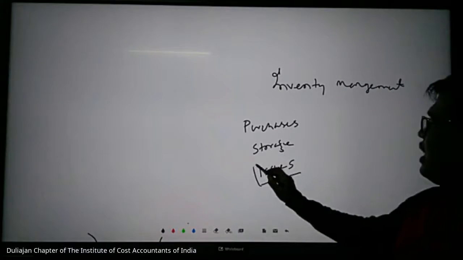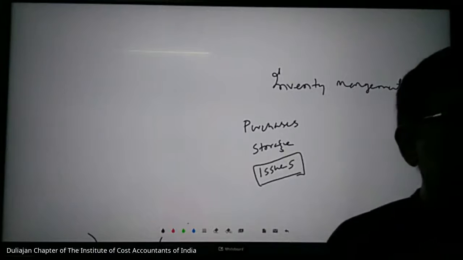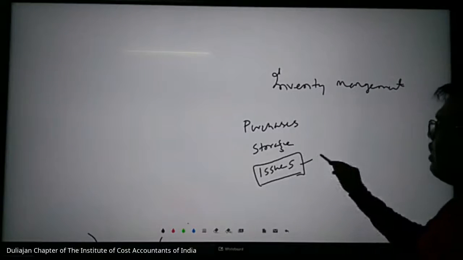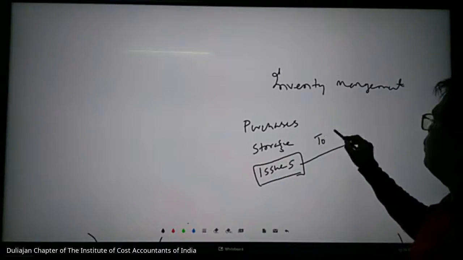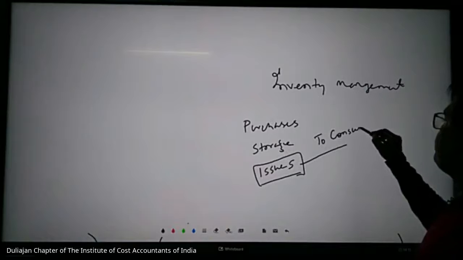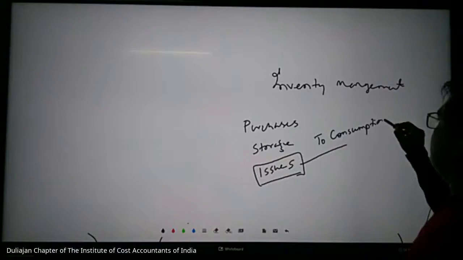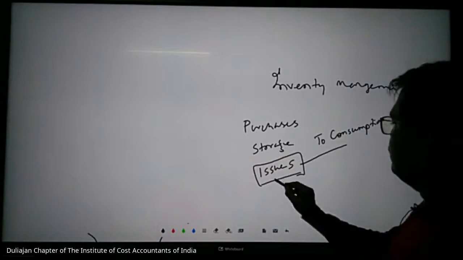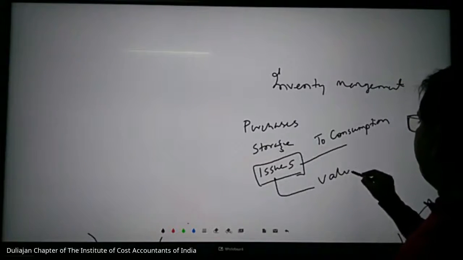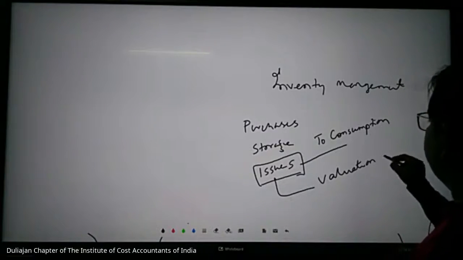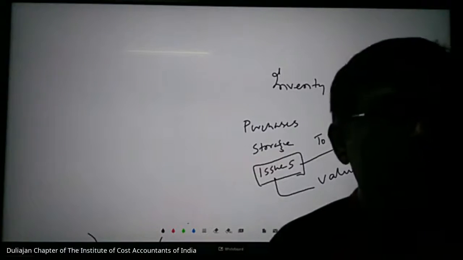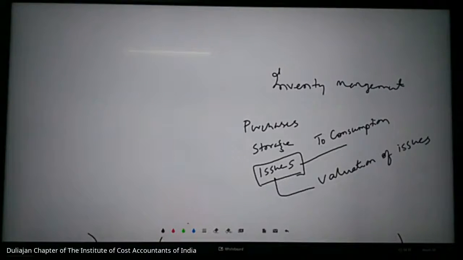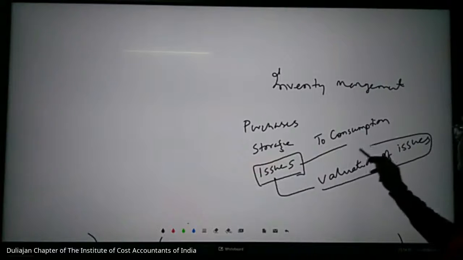A very important aspect of inventory is how the issues are made. That means issues to consumption, or we will do valuation of issues. At what price the materials are issued to the consumption. So this is a very important aspect.